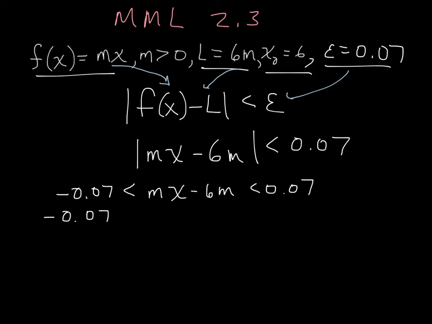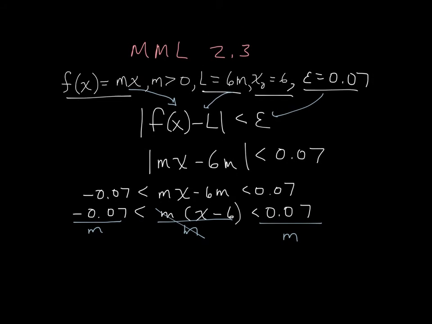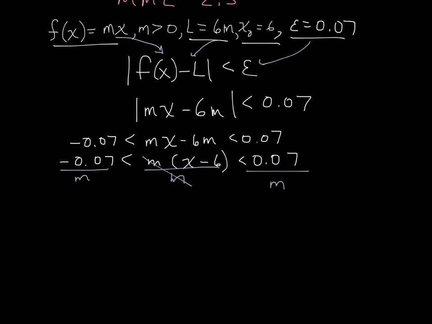I want to solve this in the middle for x, so probably the best thing to do first would be to factor out an m. So that leaves me x minus 6, because all I did was factor out an m. Now what I can do is divide each term by m to cancel that out. And then finally, the last step is I can add 6 to all three pieces.